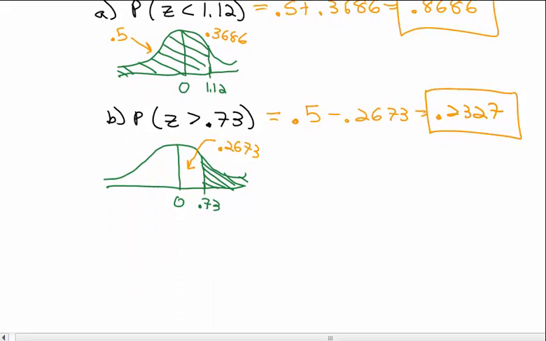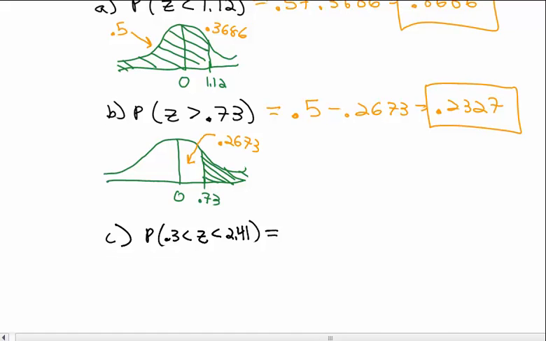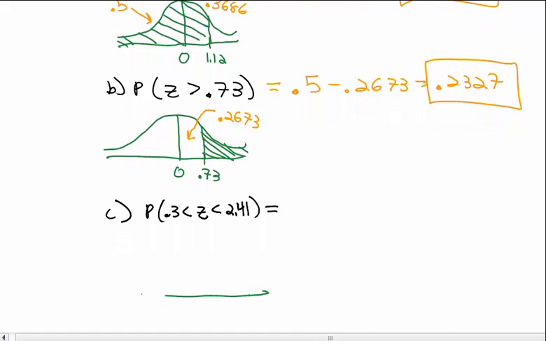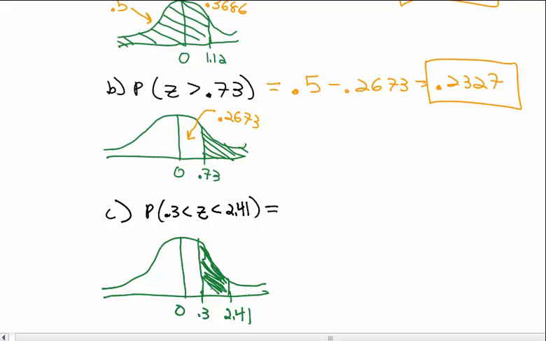Let's try another one. How about the probability that z is between two values, between 0.3 and 2.41? Again, we'll draw a picture. The mean is 0. So 0.3 is here, and 2.41 is further to the right. So what we want is that area in there.